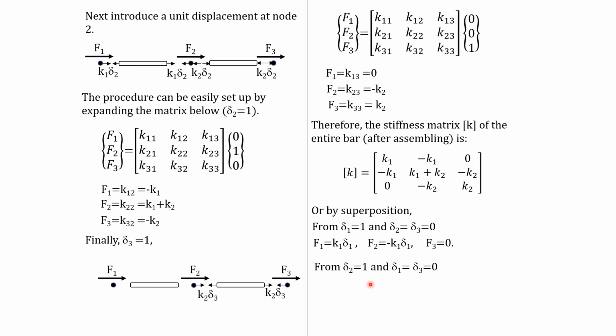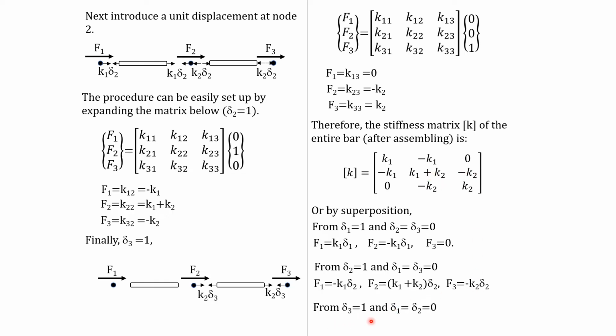From delta 2 equals 1, we have delta 1 equals delta 3 equals 0. Then we get F1 equals negative K1 delta 2 from the free body diagram also. F2 equals K1 plus K2 delta 2, and F3 equals negative K2 delta 2. So if delta 2 is 1, we get negative K1, K1 plus K2, negative K2.